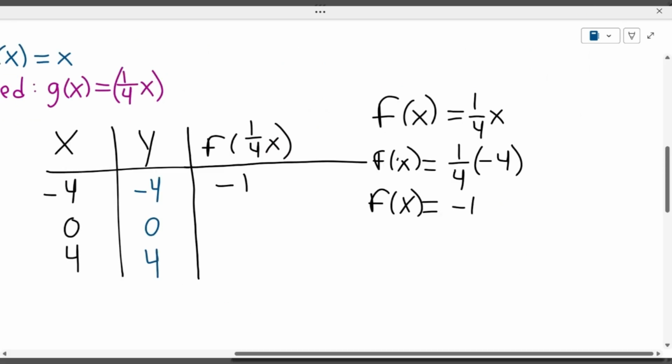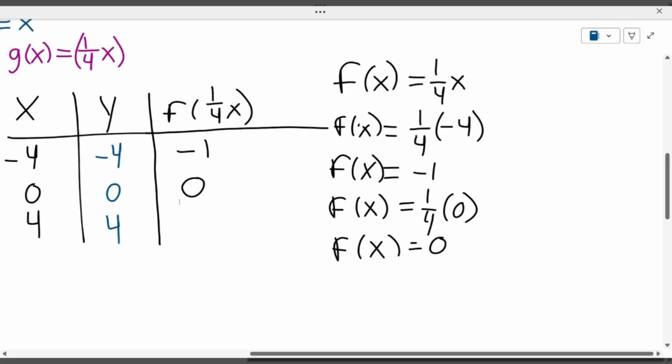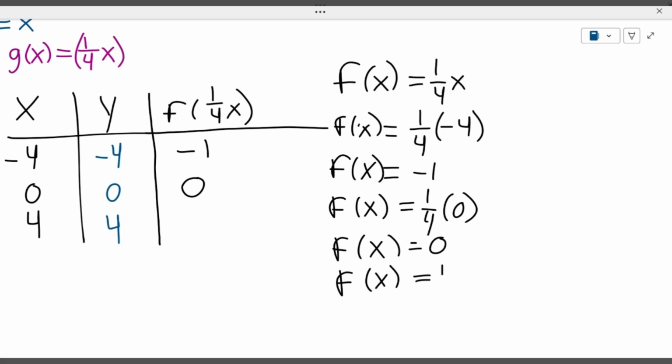If we evaluate this function at 0, so f of x equals 1/4 times 0, we get back that f of x is equal to 0. And the last point, if we evaluate f of x at 4, so 1/4 times 4, we get back that y is equal to 1.